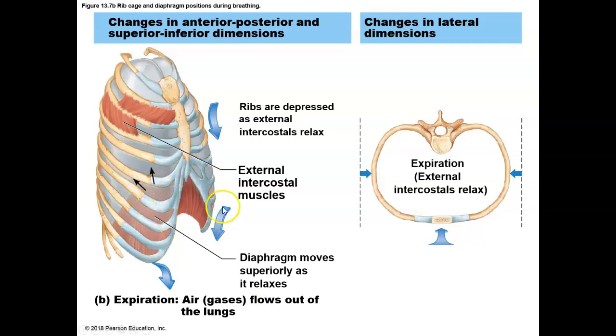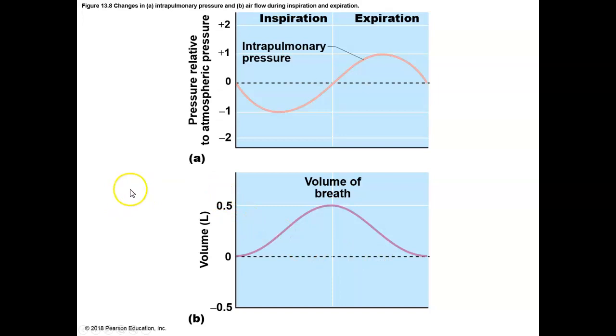And so during expiration, the diaphragm relaxes, external intercostals relax, the thoracic cavity gets smaller, putting more pressure on the lungs. So now we have a higher pressure in our lungs, and air is going to be expelled from the body. And so that's this part right here. We have a higher pressure in the lungs than in the atmosphere, and air leaves.